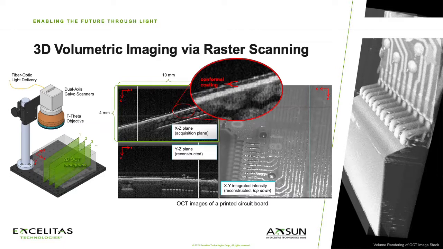You can appreciate in these example images how OCT is able to characterize the thickness of multiple layers, including a thin conformal coating, as well as the metal and dielectric layers of a printed circuit board. The blue cursors on these three images indicate the perpendicular planes in which the other two images are sectioned out of the 3D volumetric dataset.